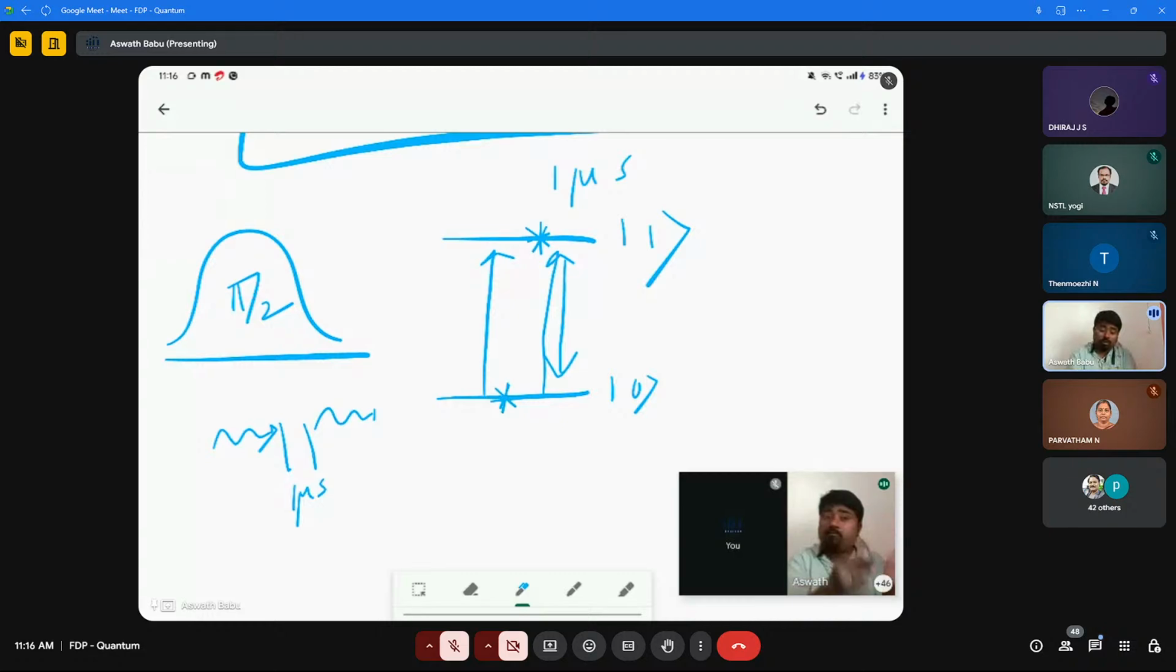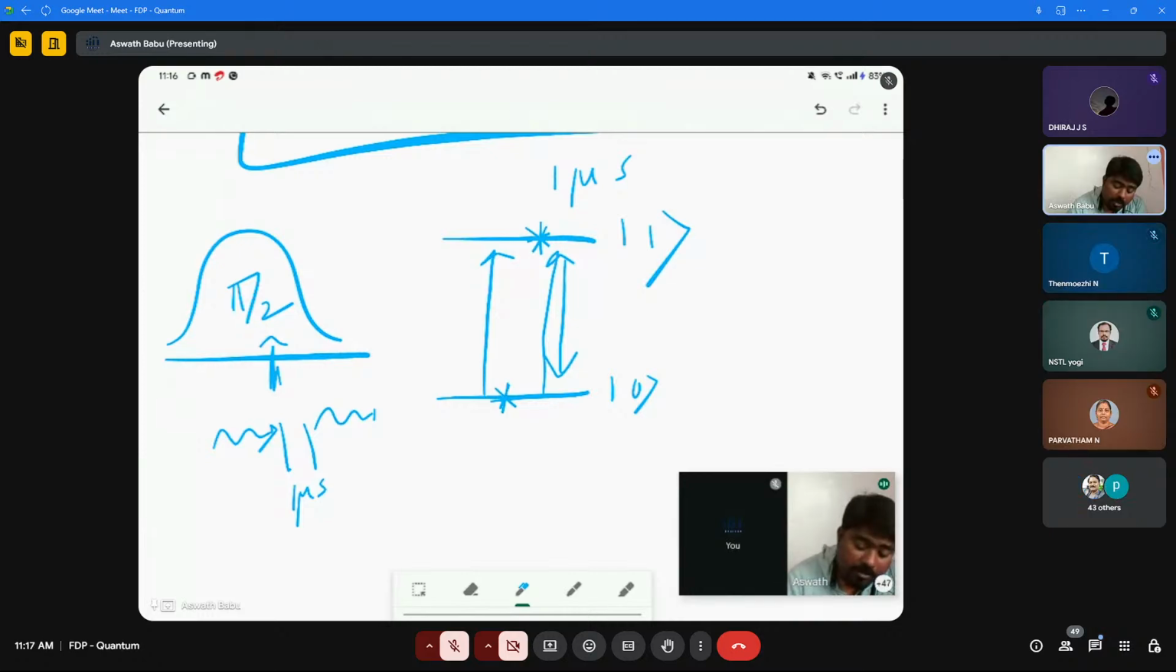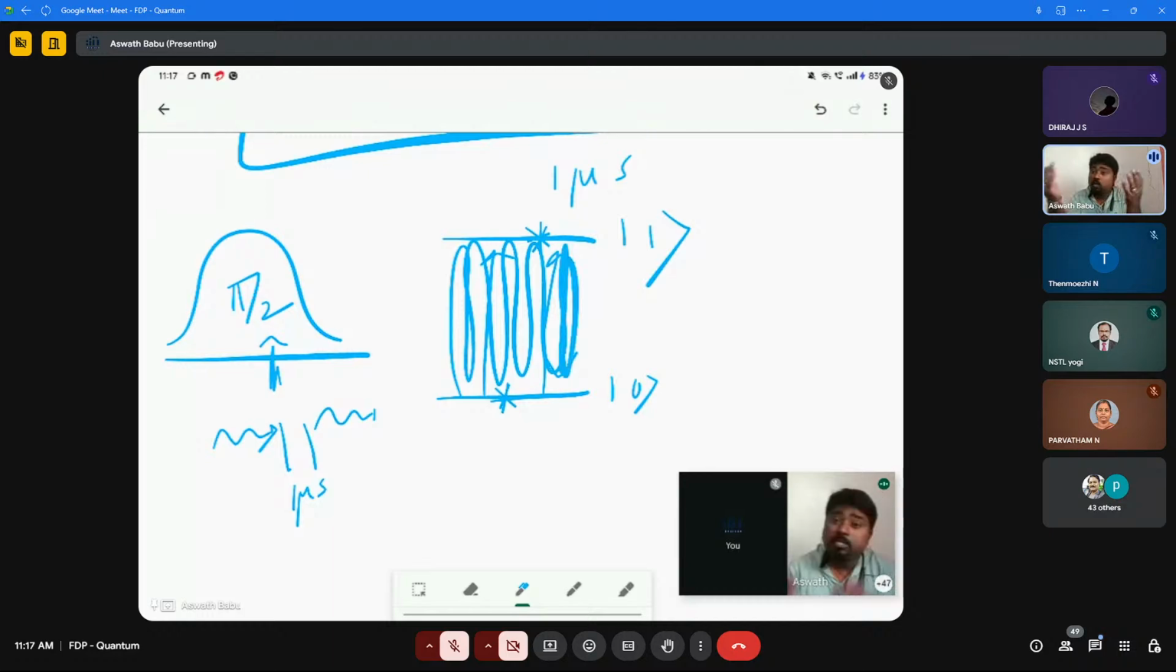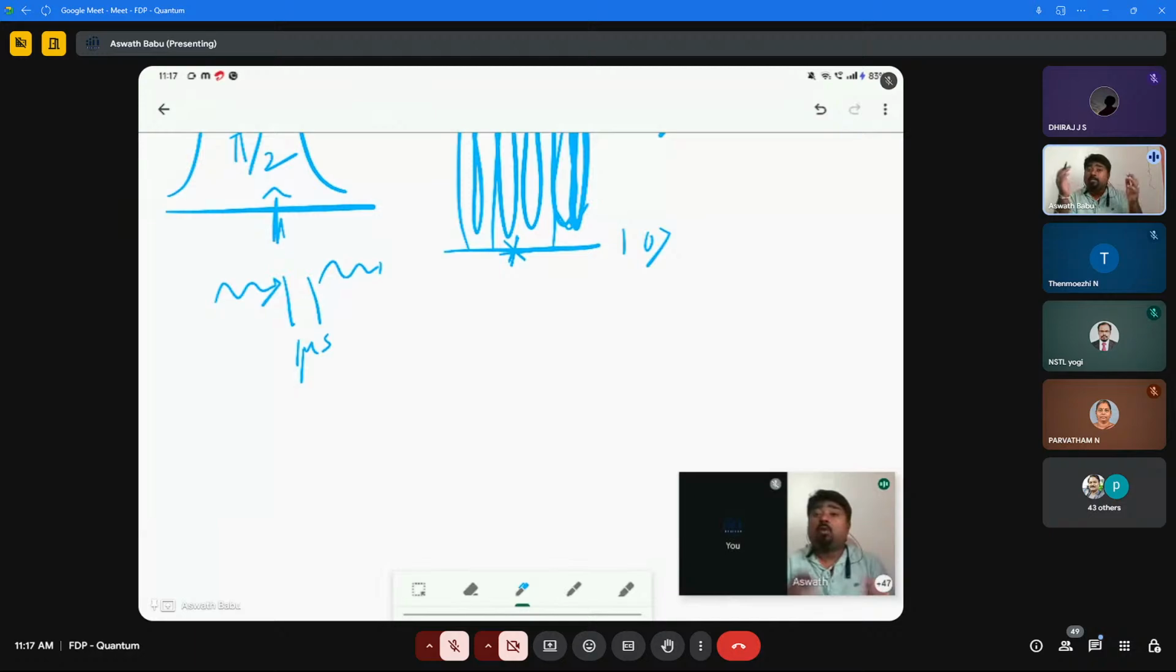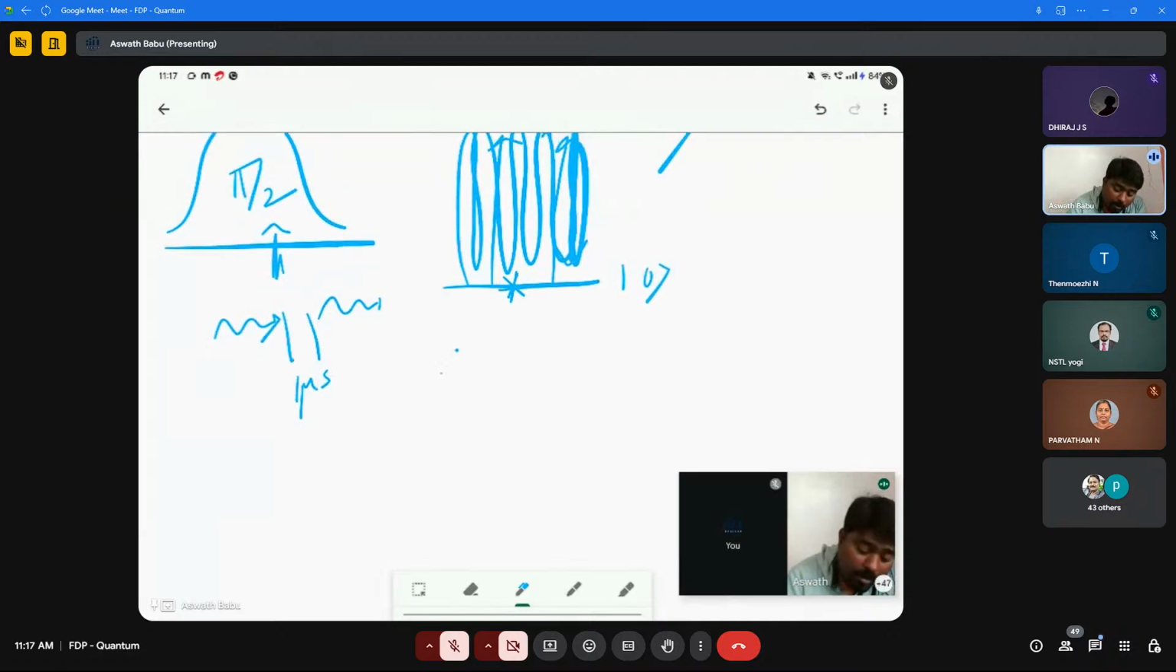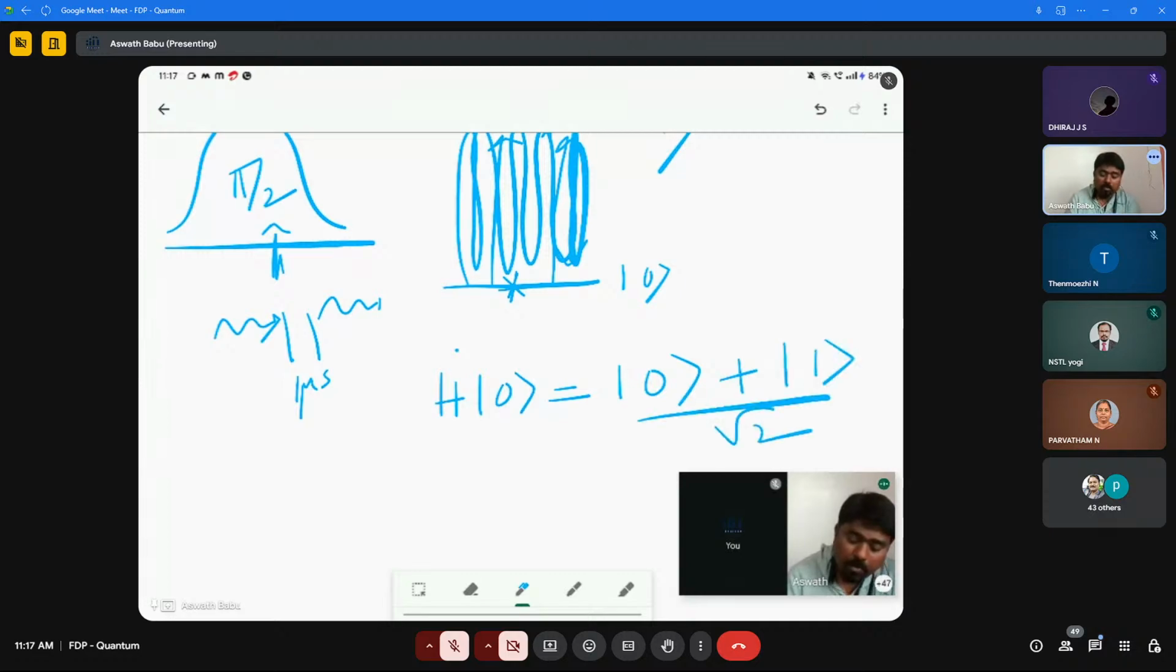So the sequence of photons actually constitutes this pi by 2 pulse. In that way, the electron does the hopping between ground and excited. That is what the superposition is for you. So on paper, what is the gate which does that? The H gate, the Hadamard gate, which puts the system in superposition by acting on the zero ket.